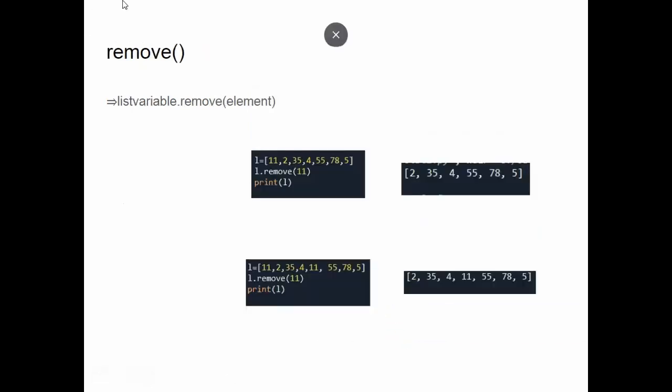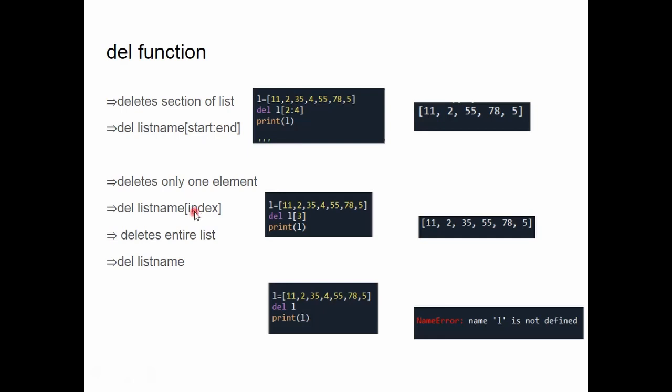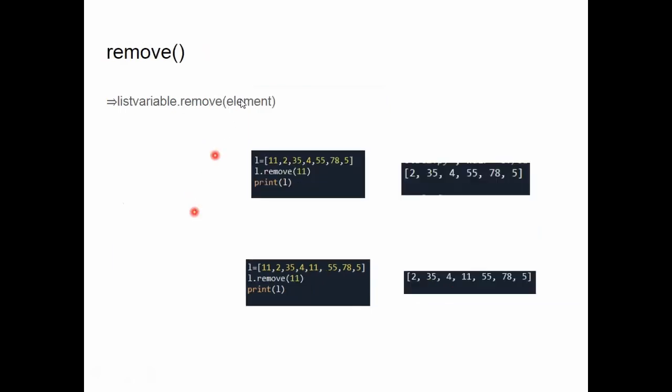The next function is the remove function. The method is the list variable name dot remove and the element which you want to remove. In the delete function, I have to specify the index. Now if I want to specify the element that I want to remove, I can directly specify the element by using the remove function. In the delete function, I have to specify the index. In the remove function, I have to give the direct element name.